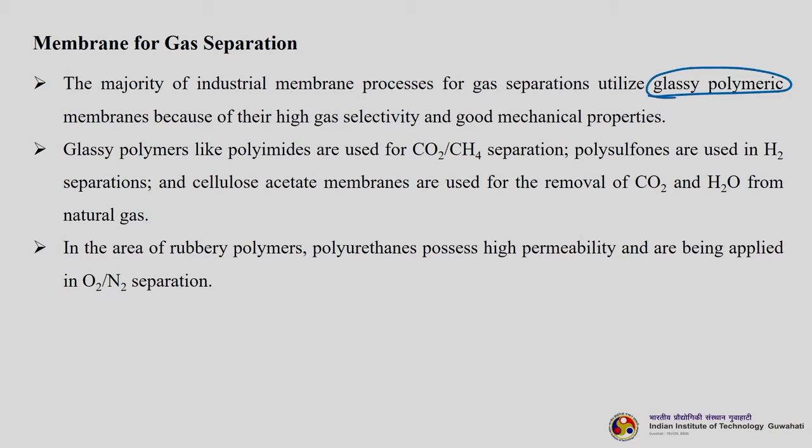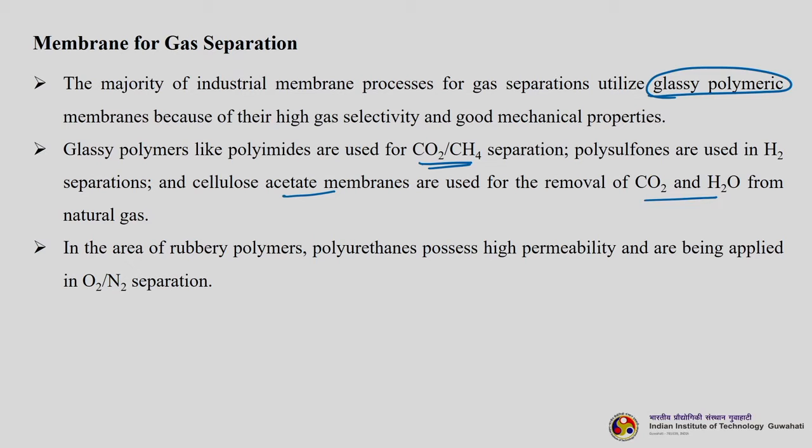Materials such as polyimides are used for carbon dioxide methane separation, one of the most important applications of gas separation. Polysulfones are used for hydrogen separation, then cellulose acetate membranes are used for the removal of carbon dioxide and water from natural gas. So, there are a lot of applications or examples of such membranes.